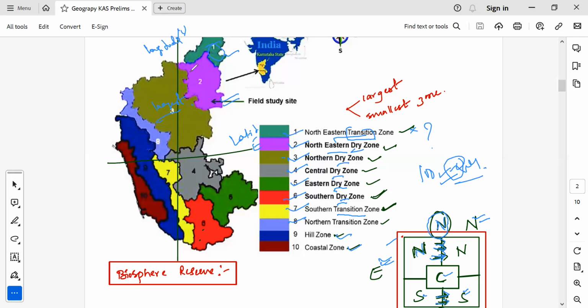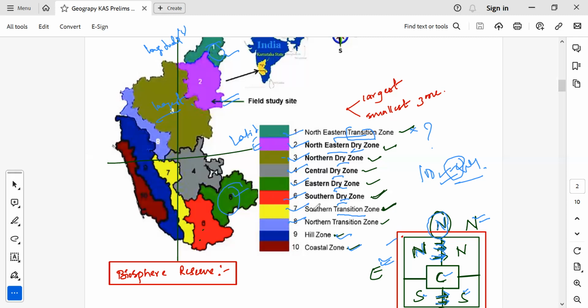See, it is almost 50% covering the middle of the north part. Of course, it also covers some of the eastern parts, but the majority is in the northern part. So the northern dry zone is the largest zone. Central zone, no need, it is almost in the center. Here it is not properly drawn, but you can try it. The eastern dry zone, no need to remember, it is on the east side.